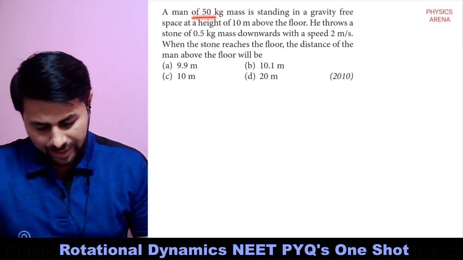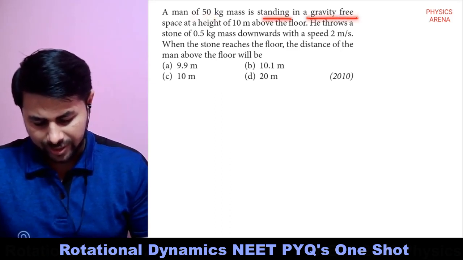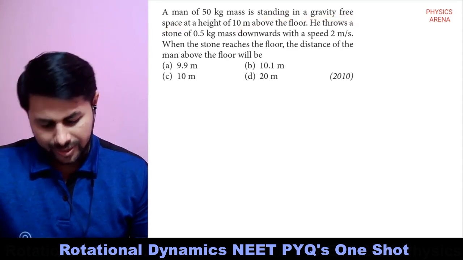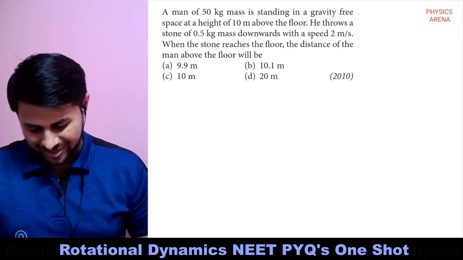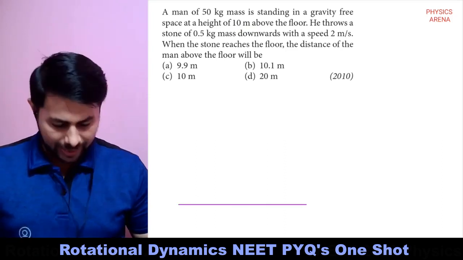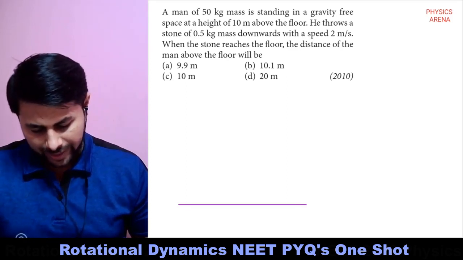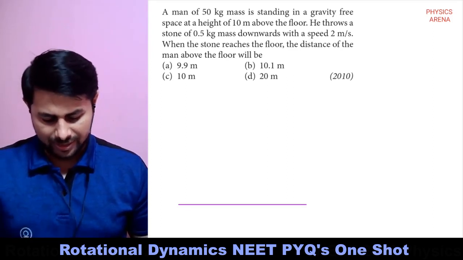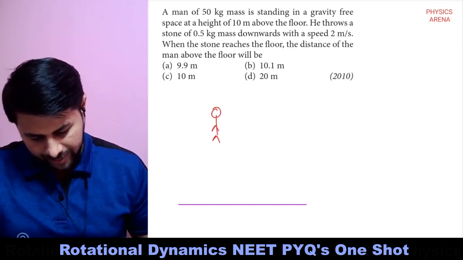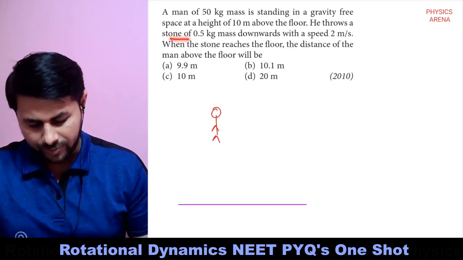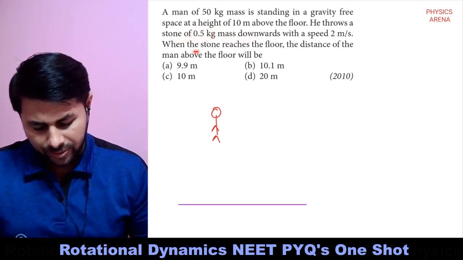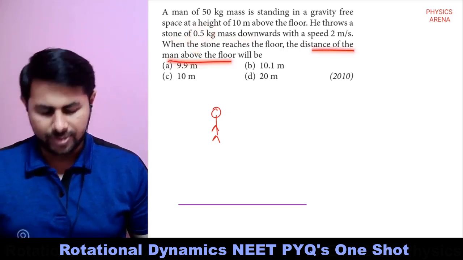A man of 50 kg mass is standing in a gravity-free space at a height of 10 meters above the floor. Okay, there is gravity-free space. So there is some floor, hypothetical floor, and there is no gravity on this floor. And the man is standing in space above the floor, 10 meters above the floor. Okay, so this is that man. He throws a stone of 0.5 kg mass downwards with speed of 2 meters per second. When the stone reaches the floor, the distance of the man above the floor will be.